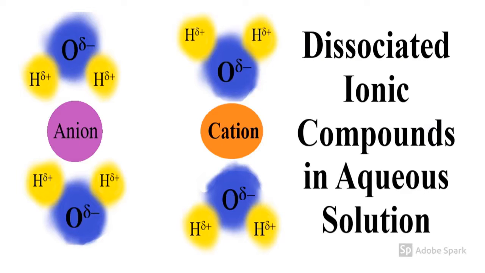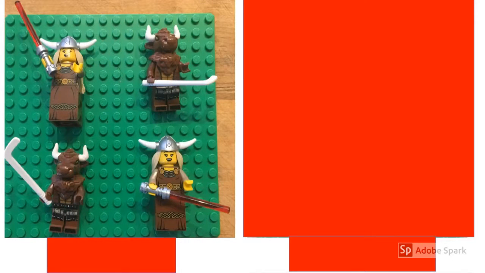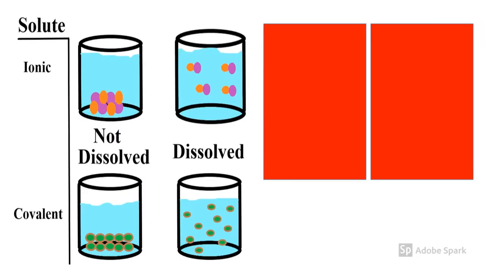Now there would be more water molecules than just these two. It could be many more, depending on the size of the cation and so forth. I'll give you an analogy of what this is going to look like. Let's say we had these minifigures. The green piece is the water, and these things are the solutes. Now you wouldn't be able to see them per se in the water. They'd kind of disappear into the water.